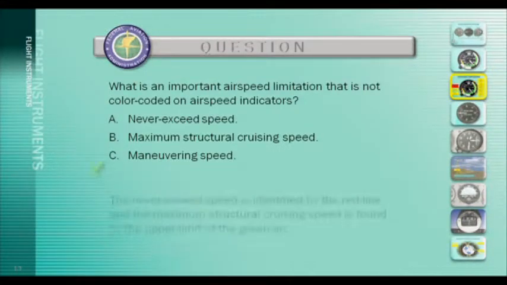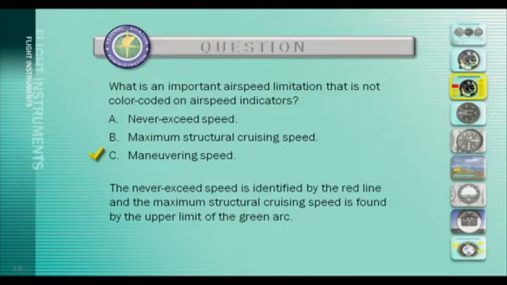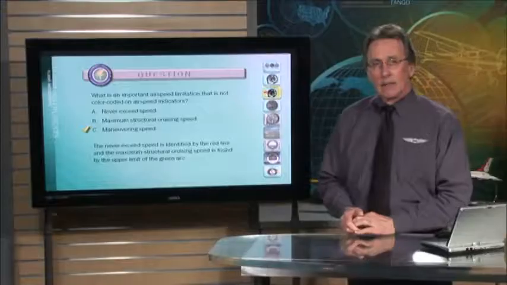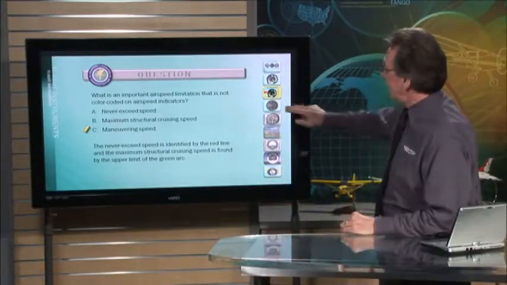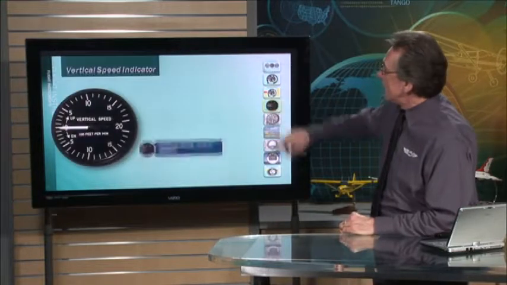The answer is C, maneuvering speed. The never exceed speed is identified by the red line, and the maximum structural cruising speed is found by the upper limit of the green arc. All right, let's get back in the classroom with Josh and a new topic, vertical speed indicator.